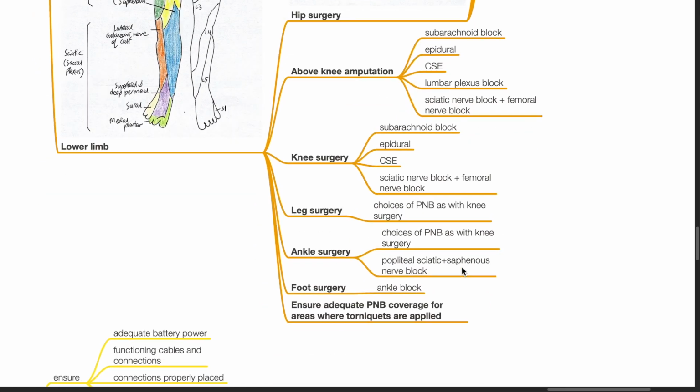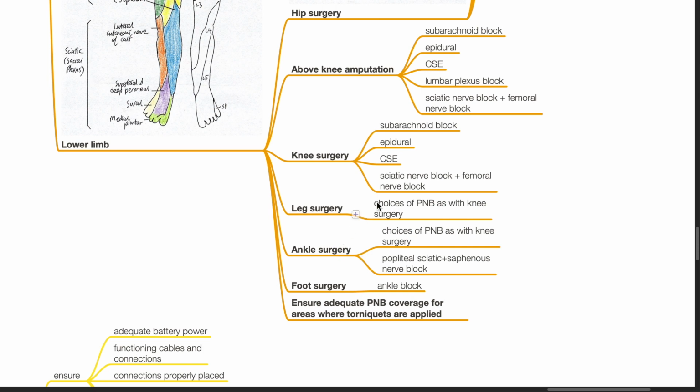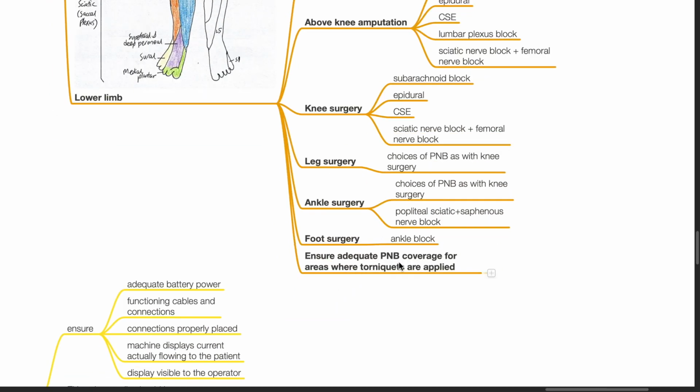Leg surgery and ankle surgery, choices of PNB as with knee surgery. For ankle surgery, popliteal sciatic and saphenous nerve block. Foot surgery, ankle block, or choices of PNB as with knee surgery. Ensure adequate PNB coverage for areas where tourniquets are applied.